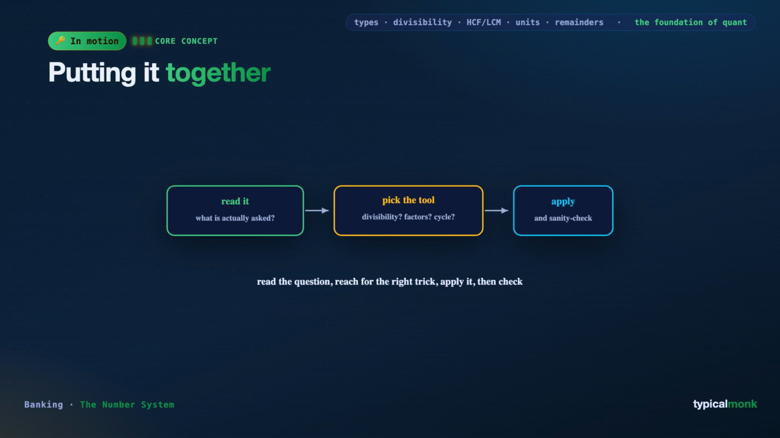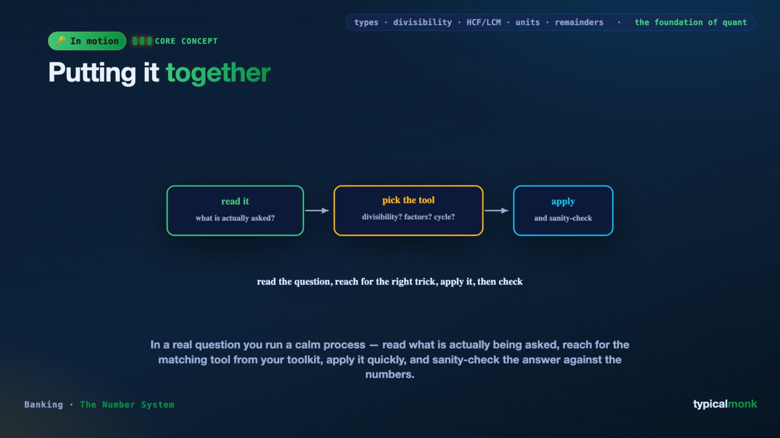Read, pick the tool, apply, check. Run that calm four-beat process, and even intimidating number questions become routine. So the takeaway: put the toolkit to work with a calm process. Read the question and name what is really being asked under the story, reach for the matching tool, whether that is HCF, LCM, cyclicity, or the modulo trick. Then apply it and sanity check the answer against the numbers. With practice, that read, pick, apply, check routine turns even intimidating questions into quick, reliable work.